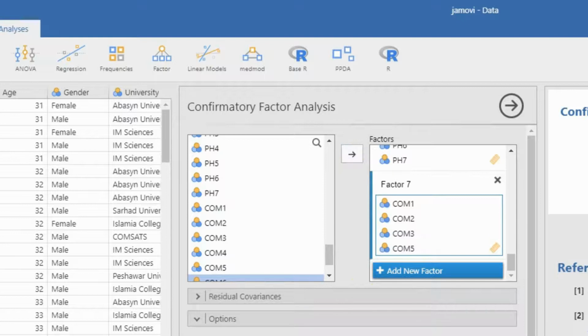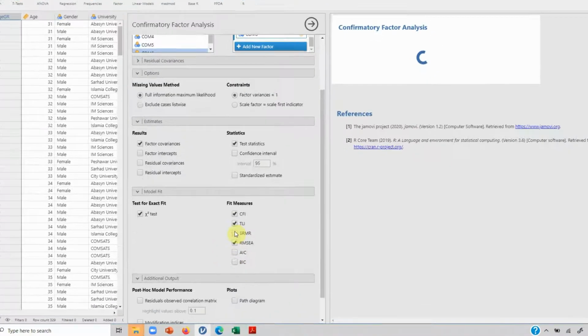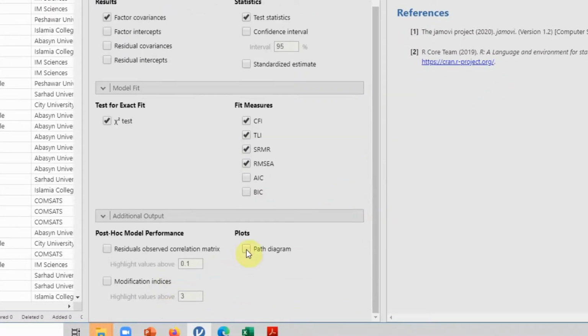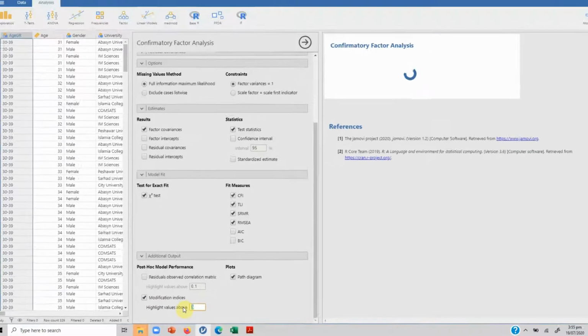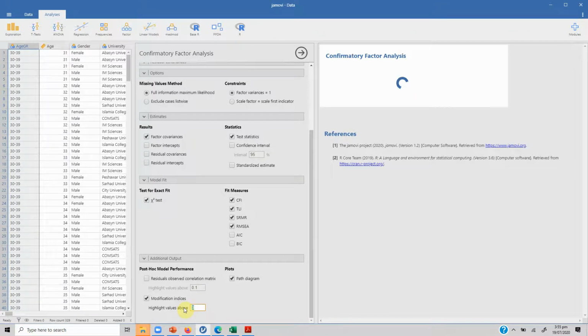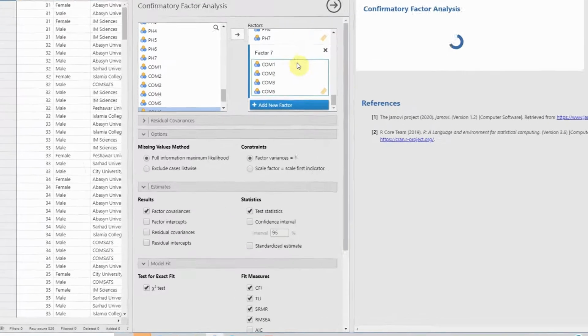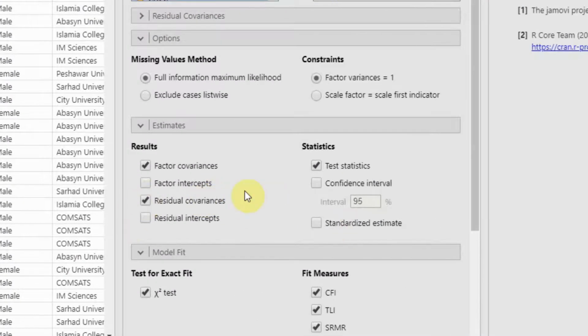Okay, now it's loading and we've got these options here. SRMR. Let's go for path diagram as well. Let's go for modification indices as well, although you cannot do much with the modification indices in Jamovi. In Amos or any other software, you use modification indices to improve your model fit. So it might take some time because obviously there are a number of items here. Residual covariances, here it is. We are looking for standardized estimate.